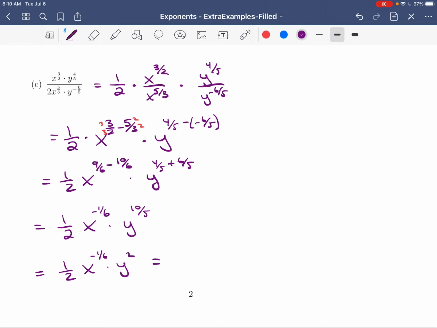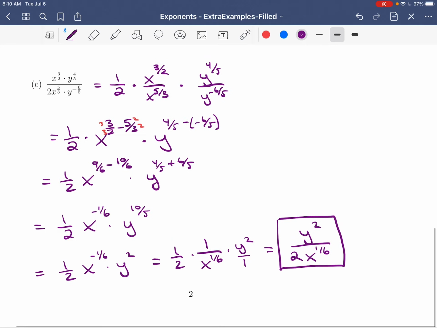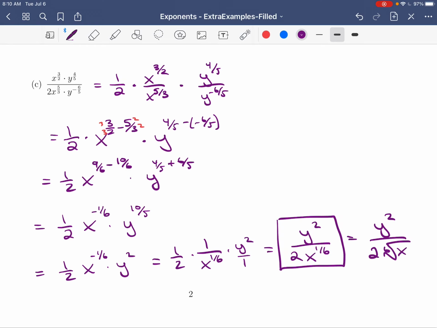So we don't want to leave negative exponents. Okay, so I would, x to the negative 1 over 6 is 1 over x to the positive 1 over 6. Okay, now I can multiply straight across. So I end up with y squared over 2 x to the 1 over 6. Okay, now you could leave it like that, or if you want, you could also write it as a 6th root of x, if you prefer the roots. Okay, those are the same thing. Either one is acceptable. So that's some practice with exponents.